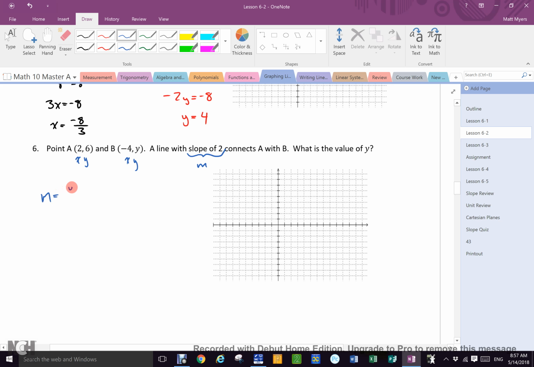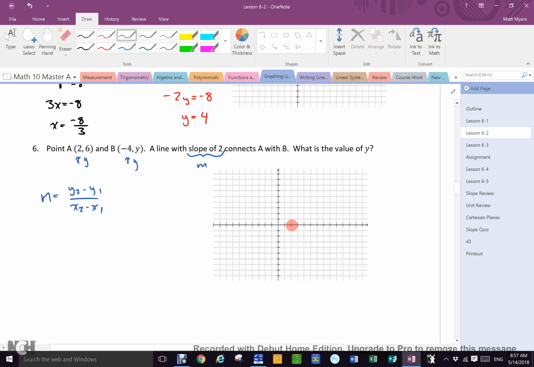M equals Y2 minus Y1 over X2 minus X1. Do I have a bunch of those numbers? Yes. Could I figure it out with algebra? Yes. We're going to do that in a second. I also have a graph here. Could I use the graph? Sure I could, because I know that point, don't I? Where is that point? How do I get there?